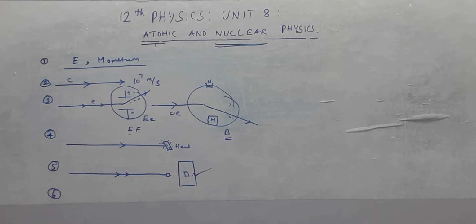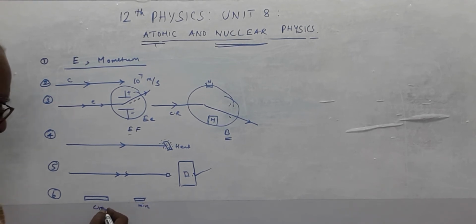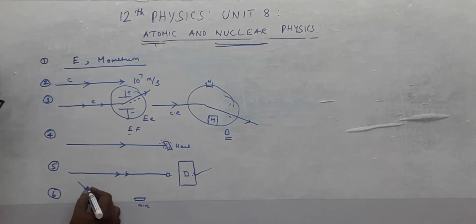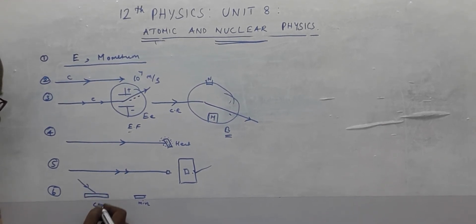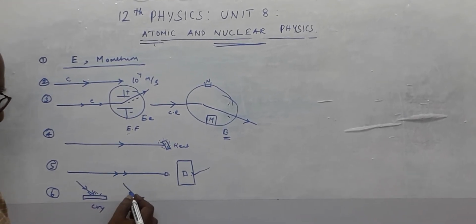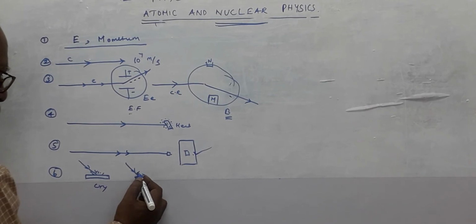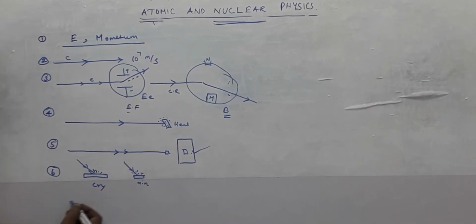Sixth point, a very important point. Whenever cathode rays hit the surface of certain crystals as well as minerals, this is called minerals, this is called crystals. Whenever you allow the cathode ray to hit the surface of a crystal, fluorescence takes place. In the same manner, when you apply the cathode ray on minerals, then fluorescence takes place. That's a very important point.